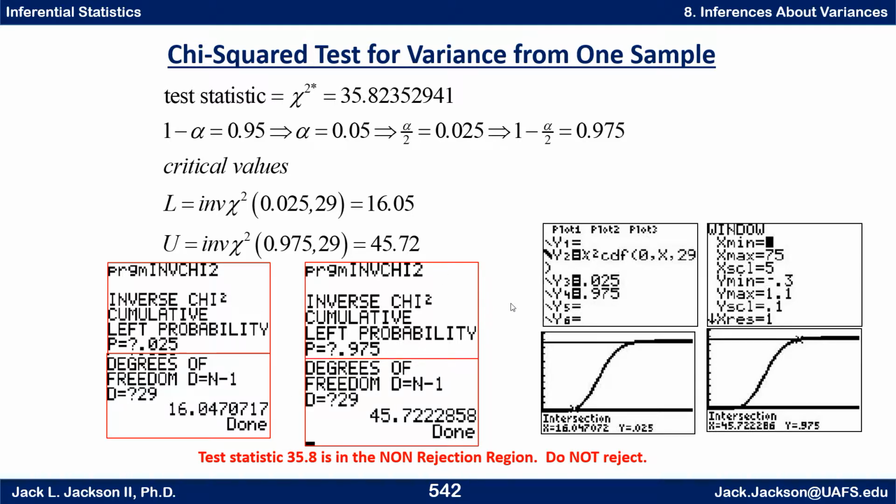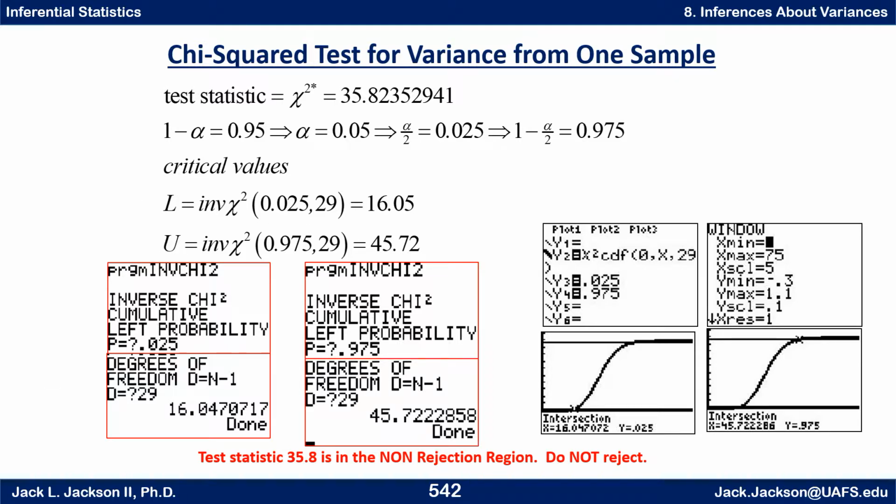If you don't have the program, the way you would need to do it is over here on the right, graph the chi-square CDF, graph the horizontal lines at the two y values, which are cumulative probabilities to the left. Calculate those intersections here for the lower one and the upper one. And so those are our critical values. Anywhere to the left of this or to the right of that one is going to be in the critical region. Now we compare that to our test statistic, which we computed on the last slide, and that's 35.8. That's clearly between these two. Between the two is in the non-rejection region. Do not reject, the non-critical region.